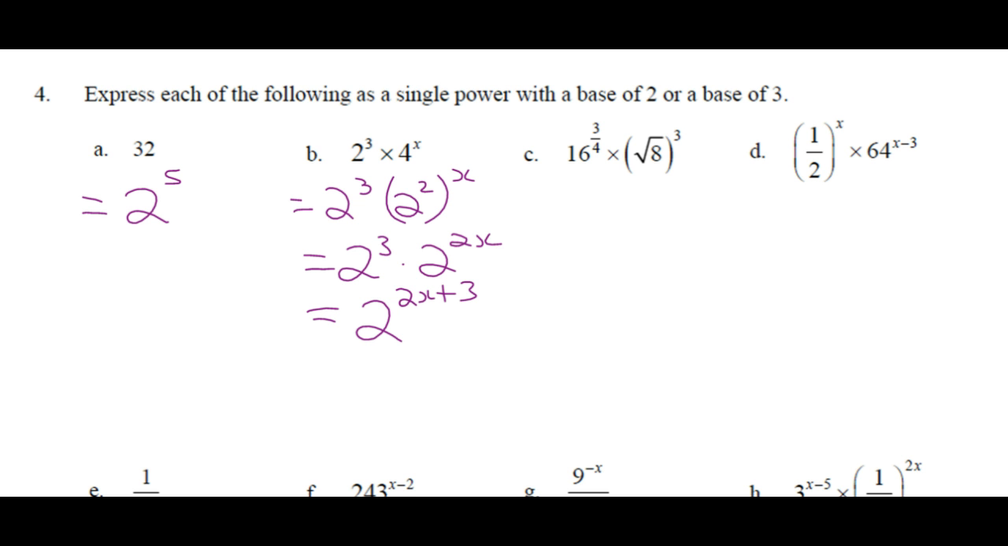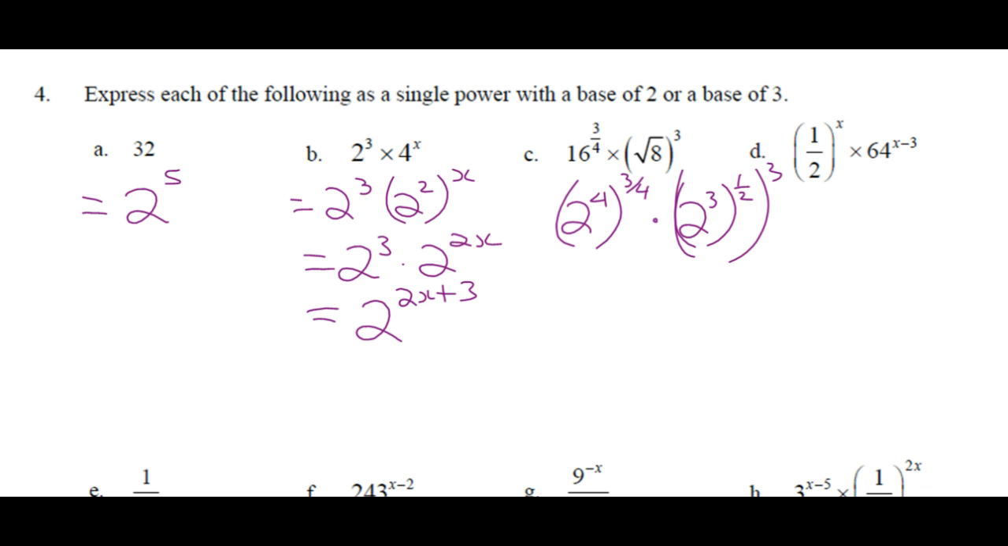16 to the 3/4. I don't know how to evaluate that, but if you write it, oh wait, we're supposed to do powers of 2. So this becomes 2 to the 4th to the 3/4 times, okay, square root of 8. Well, it's going to be the square root of 2 cubed. Square root is a power of a half, but then that's being cubed, right?